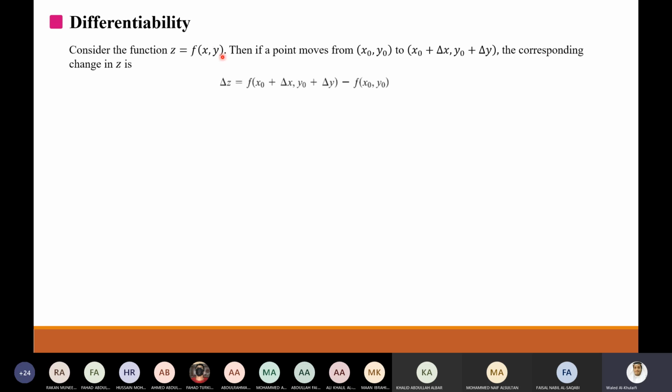When I say a function of 2 variables is differentiable, this is the definition here, or we are coming to that. So consider the function. Okay, just a moment.